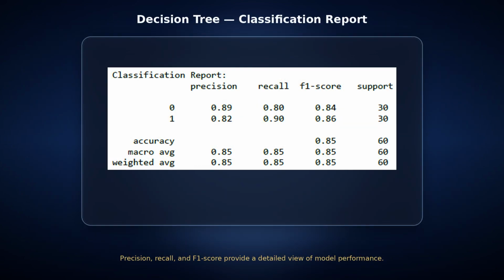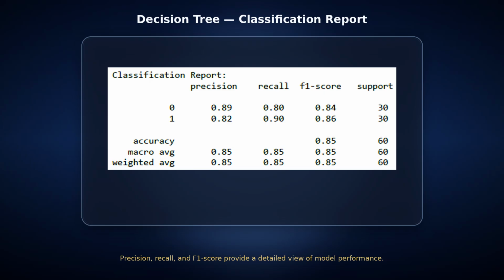After making predictions on the test set, the next step is to evaluate how well the decision tree performed. This slide shows the classification report for the decision tree model. While accuracy tells us the overall percentage of correct predictions, the classification report provides a more detailed breakdown of model performance. Precision measures how often the model is correct when it predicts a class. Recall measures how often the model correctly identifies all observations of a class. And the F1 score balances precision and recall into a single metric.